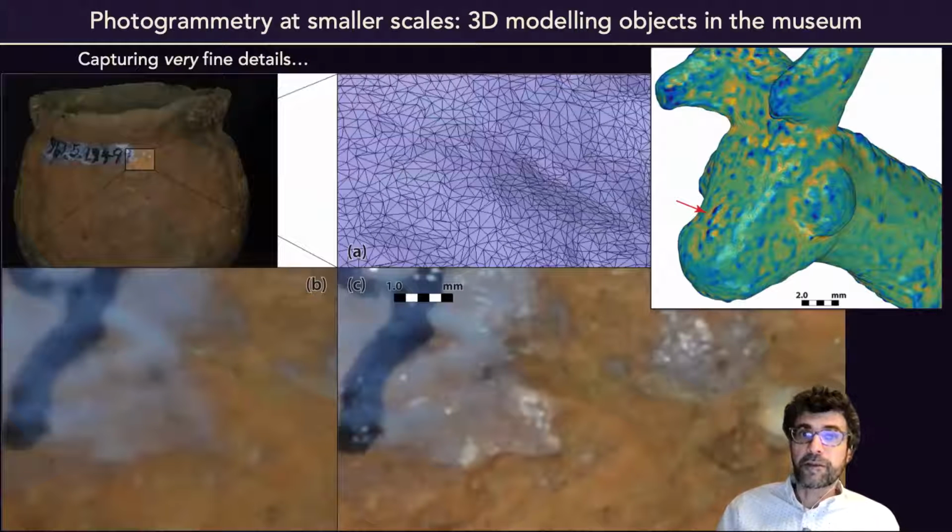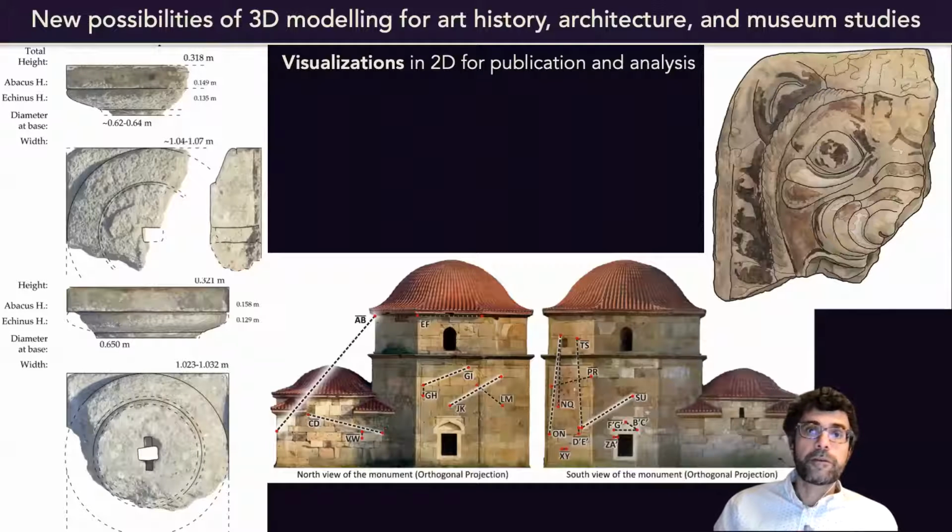These are small pieces, just a few centimeters across, but the 3D scans capture details down to fractions of a millimeter. As photogrammetry has made 3D data more commonplace in art and archaeological studies, it's having more and more impact on how we study and share our research with others.